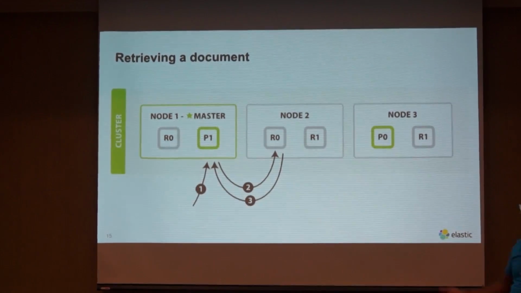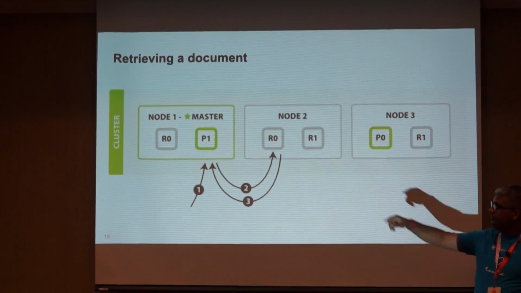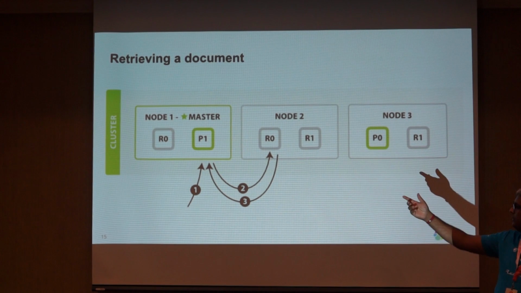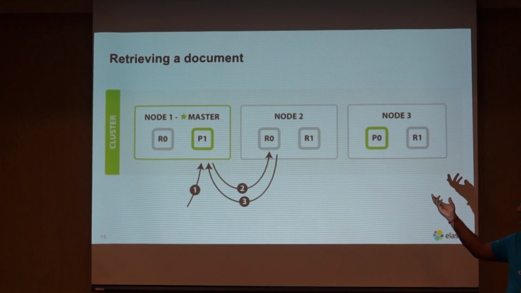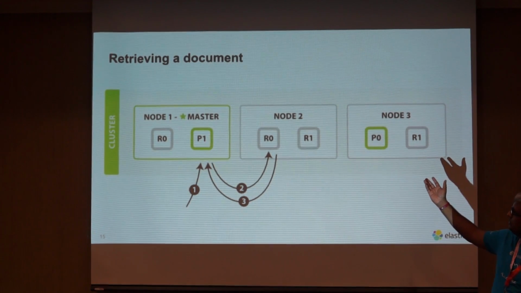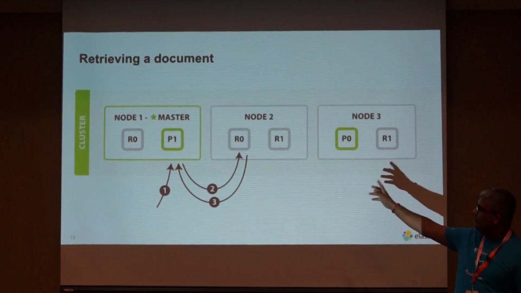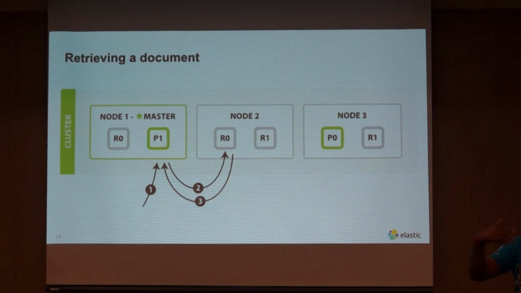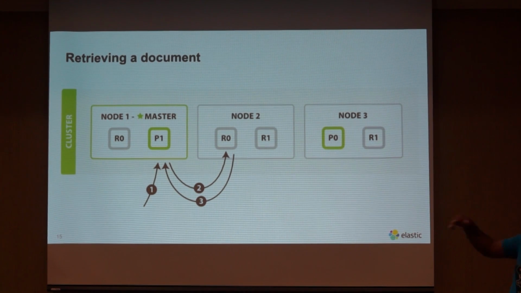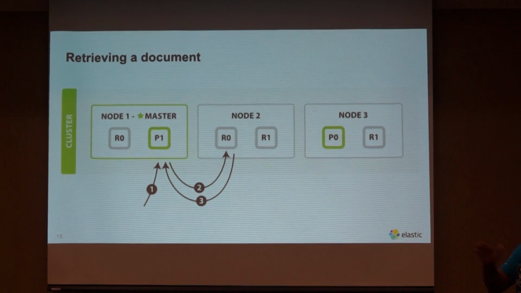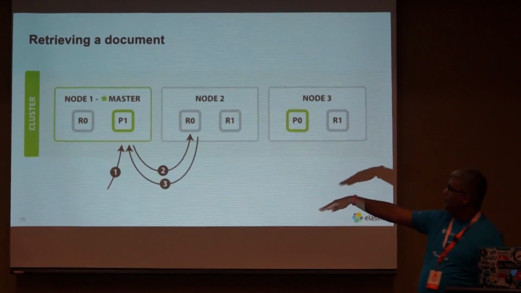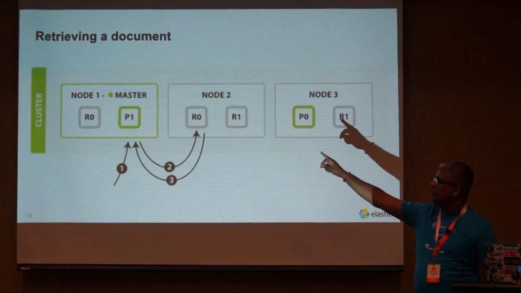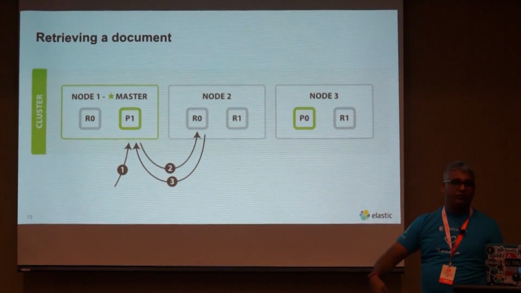Retrieving is really simple. A request goes in, and because you're retrieving a specific document, the ID is known. It says, OK, this document, based on its ID, lives on shard 0. So it picks any copy of shard 0. It could have picked a primary, it could have picked a replica. It's just a read, so it doesn't matter. It does it in round-robin fashion just to spread out the load. This time it went to the copy of shard 0 on node 2, retrieved the document, got back to the coordinating node, and responded to the client.